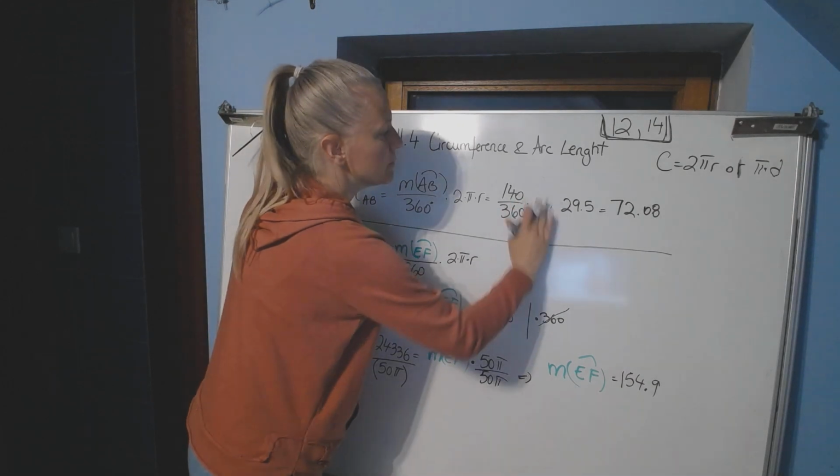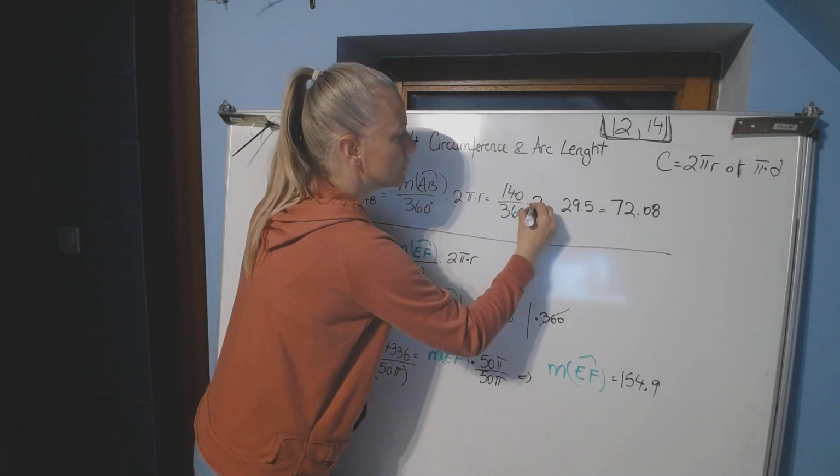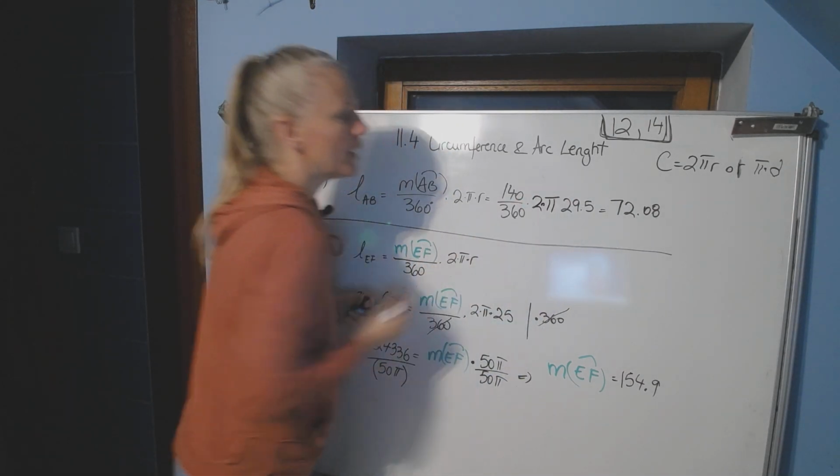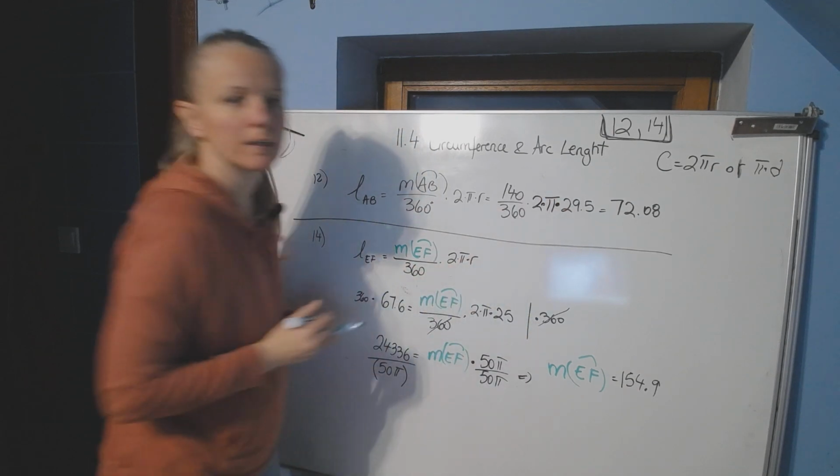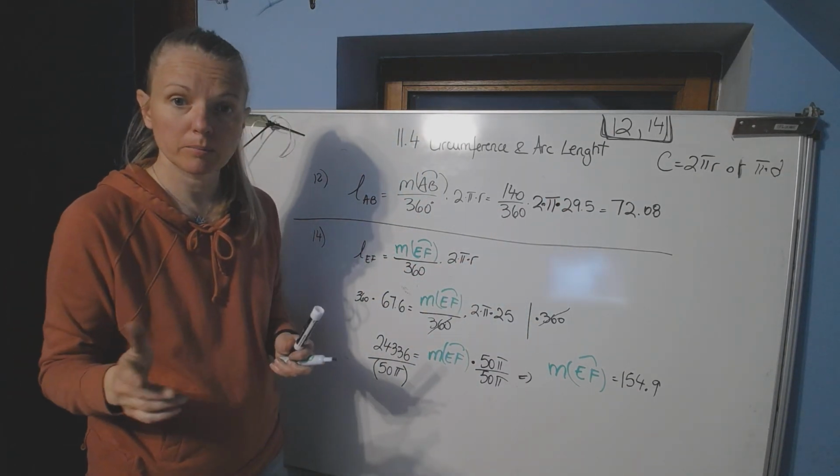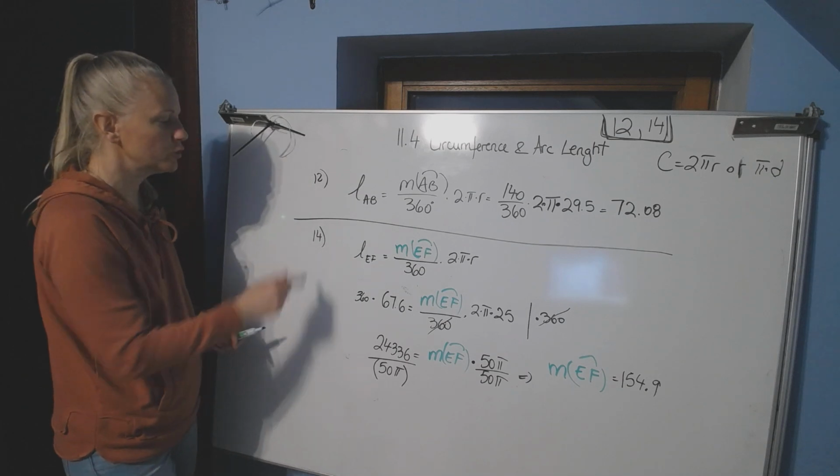This is not very visible. I'm going to write it again. Times 2 times pi times 29.5, okay? Pause, see what the problem is. If not, let's move on to 14.